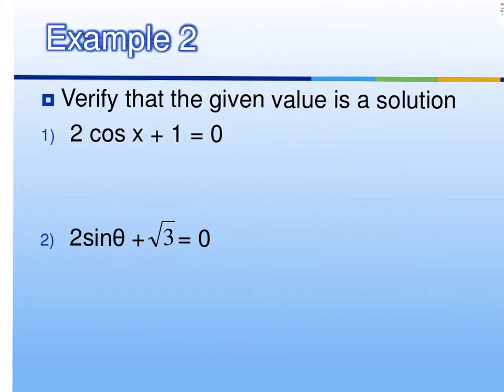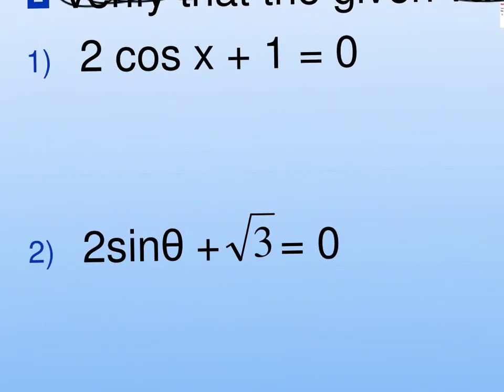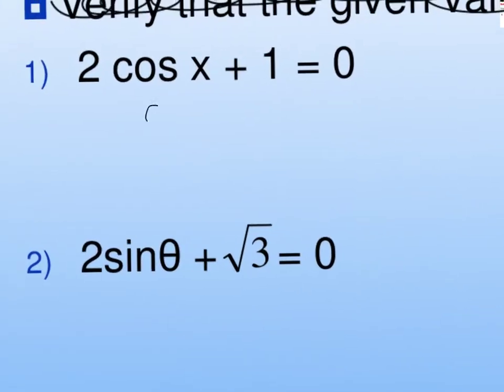All right, so I'm going to switch up these instructions. Now that I showed you a proper verification, let's switch these instructions and say solve. So when we're solving, remember, we're not solving on an interval. We're including all possible solutions. So I'm going to subtract 1, and I'm going to divide by 2, and I'm going to get cosine of x equals negative 1 over 2.